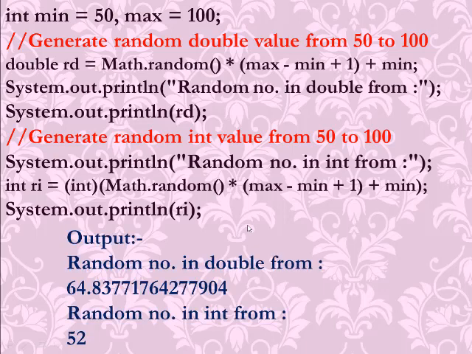Here is an example. So 64.837717, this is the double type of value, and 52 is the random value between 50 and 100. Both are between 50 and 100. The first one is the double type of value, and the second, because you have used int here, you will get integer value only.